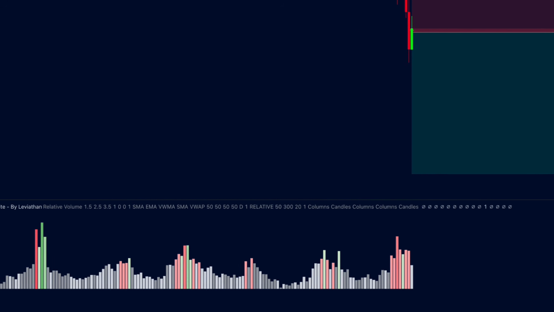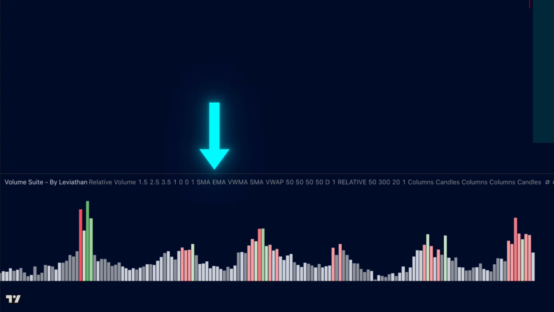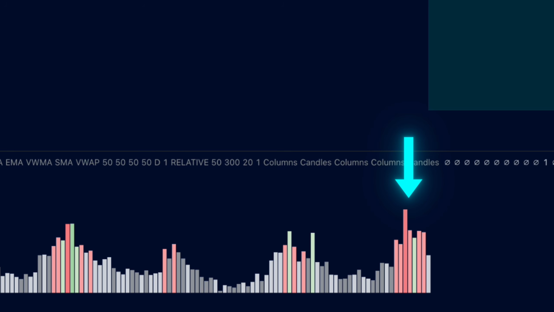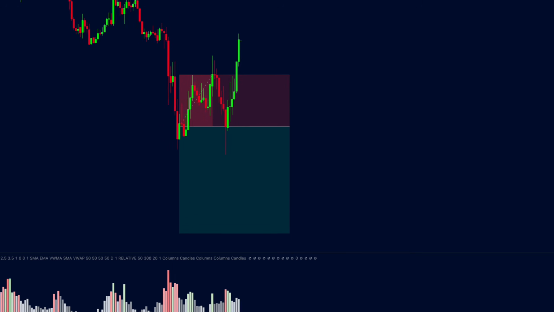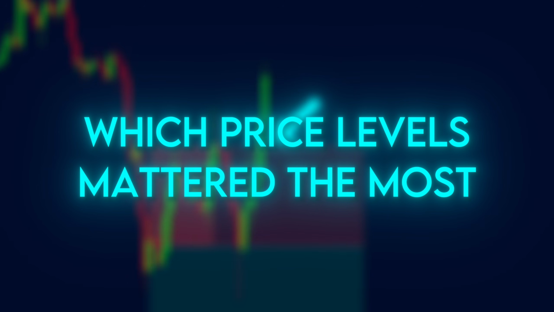Most traders use volume the wrong way. They look at volume bars below the chart and try to guess what's happening. They see spikes and assume strength. They see low volume and assume weakness. But that doesn't tell you where the real trading activity actually happened. Because volume by itself doesn't show you which price levels mattered the most.